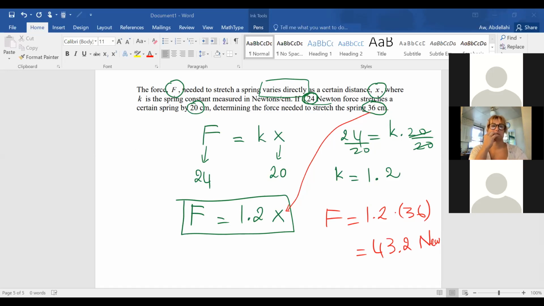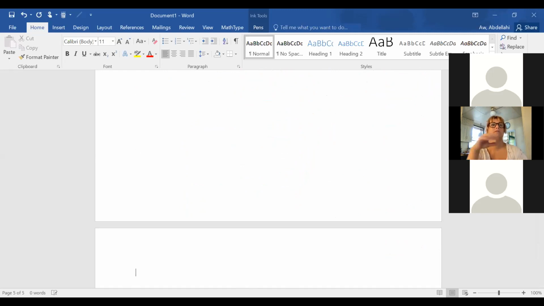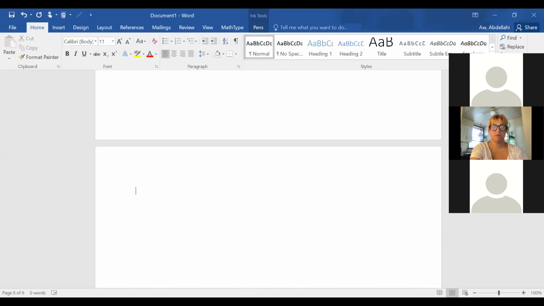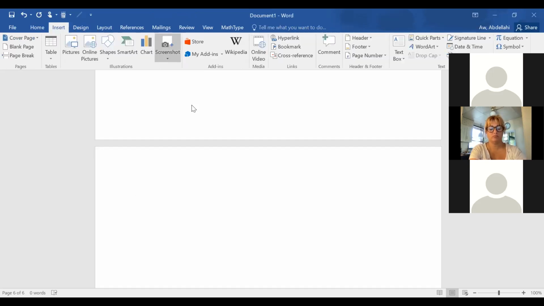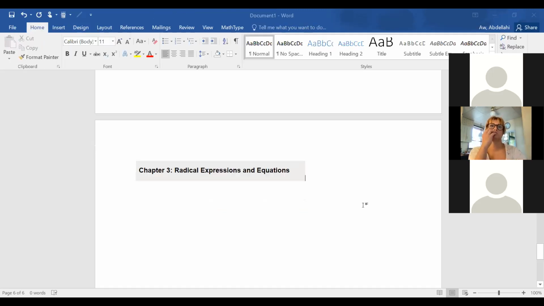So now chapter 2 is finished, right? We're gonna start chapter 3, which is, I have to say, different from chapter 1 and chapter 2. Chapter 3 is completely different. It is radical expressions and equations. That is chapter 3.